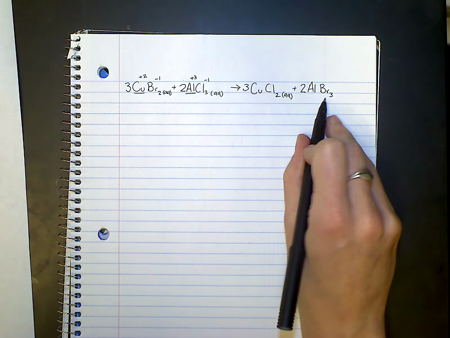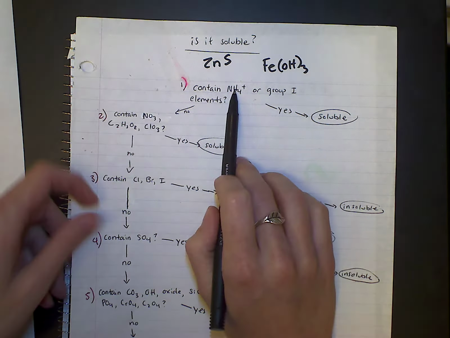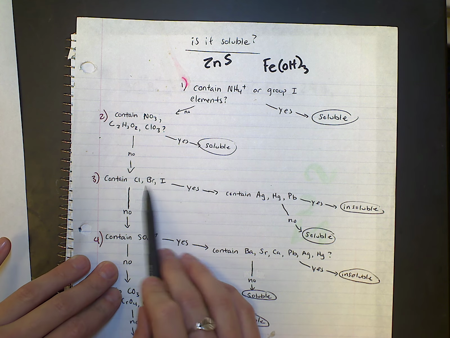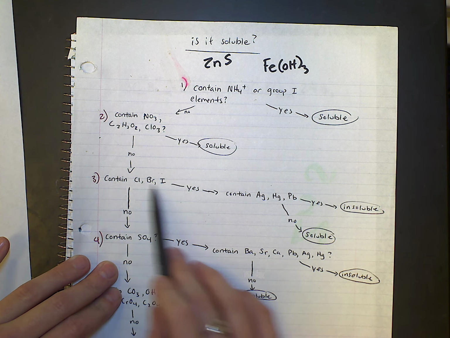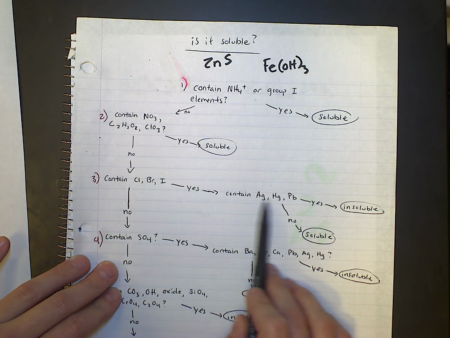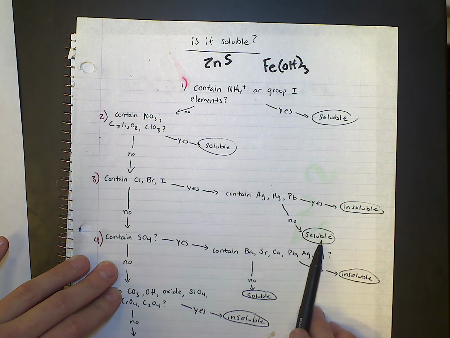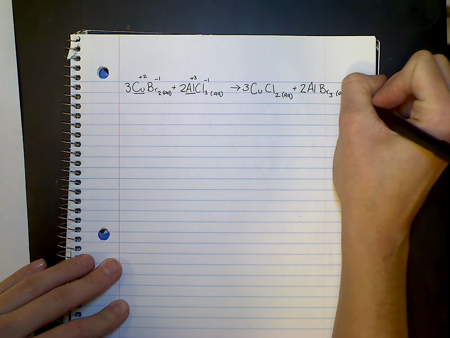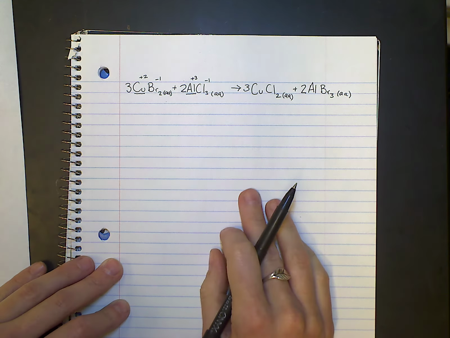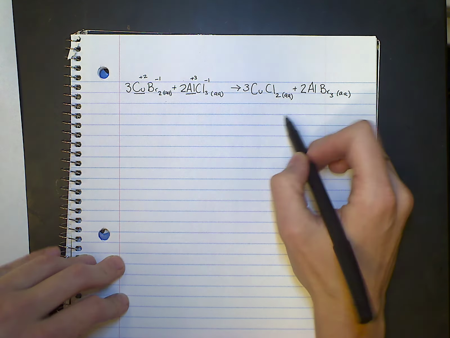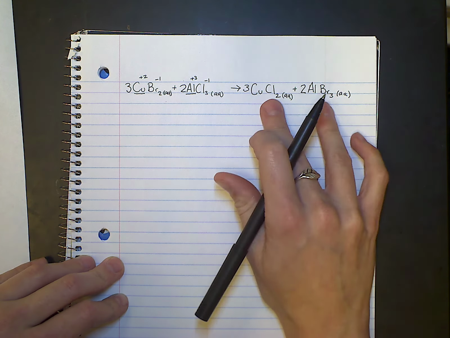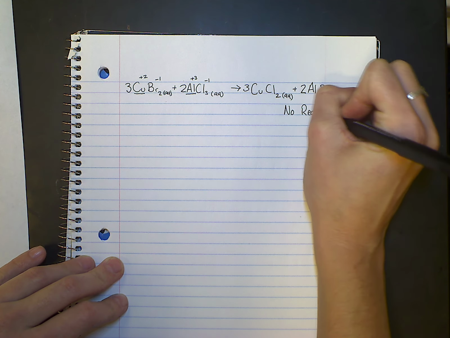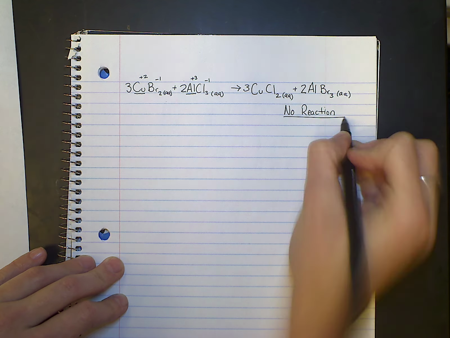And then aluminum bromide, let's take a look. Doesn't contain NH4 or group 1 or any of these guys. Bromide, so we have a Br. So yes, it contains a bromide, so it's going to be Ag. So it doesn't contain any of these, so we follow it to no, and so this is soluble as well. So then aqueous as well. Okay, so both of these are aqueous. We're going to talk about this more tomorrow, but when both of the products are aqueous, this actually means that no reaction took place. So you could label this no reaction, okay?